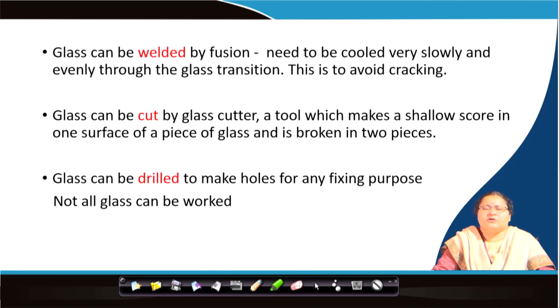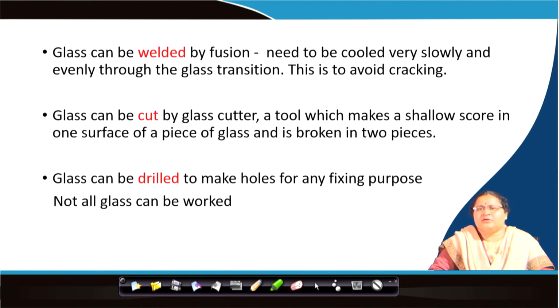Now, we come to the workability of glass. Can we work on glass similar to wood? Can we cut it? Can we weld it like other metals? Yes, you can cut it into desired sizes. Can we drill it? Drill some hole in it? Yes, we can, but not for all types of glass.